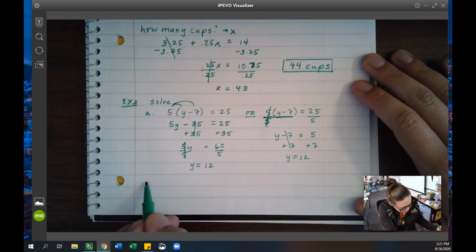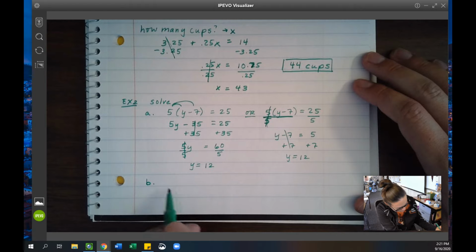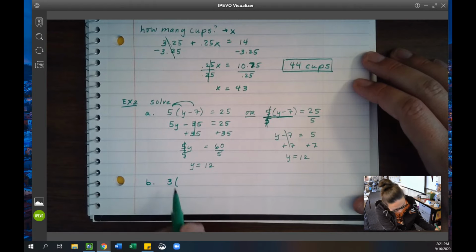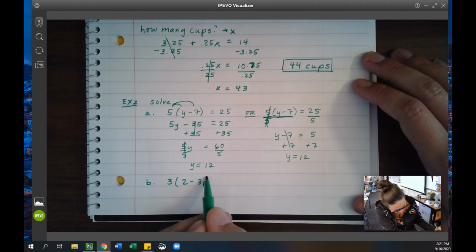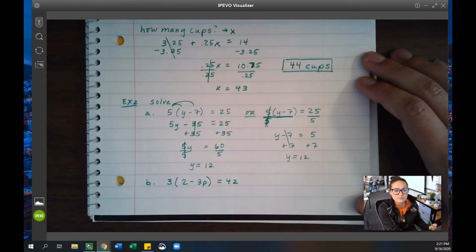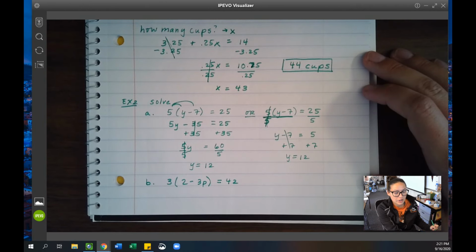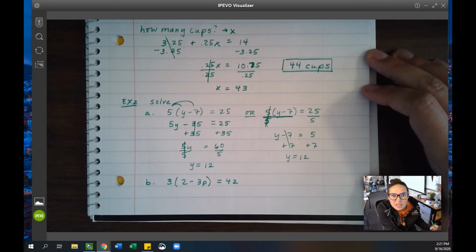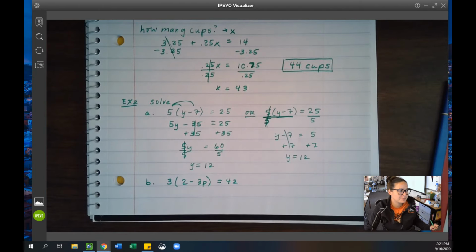All right. Part B. Write this down. 3 parentheses 2 minus 3p close parentheses equals 42. I would like you to pause the video and solve this on your own. Pause it. Try it on your own.